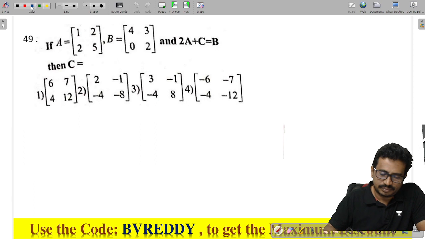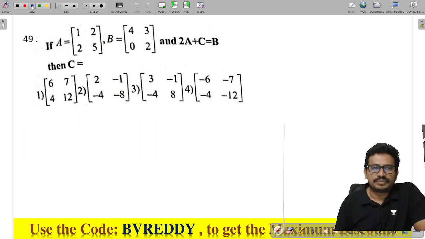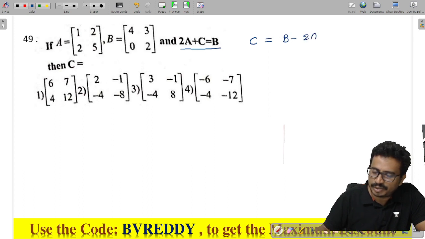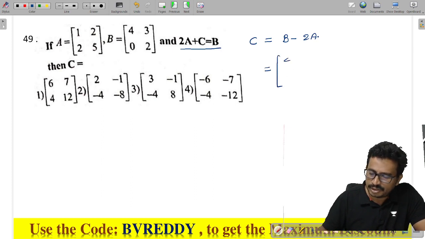Next, see the next problem. A and B are given, and they give the relation 2A plus C equals B. Now what will be the C value? C is nothing but B minus 2A. B minus 2A. Tell me the B matrix now here.